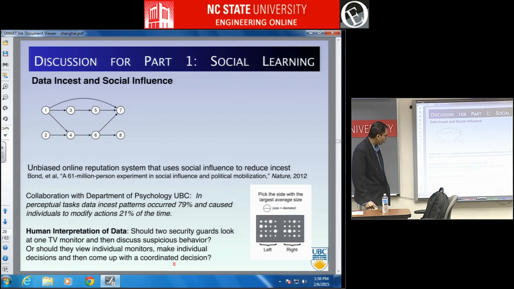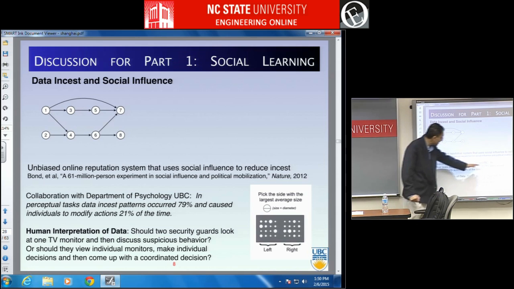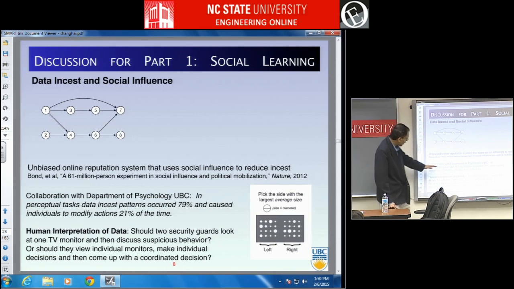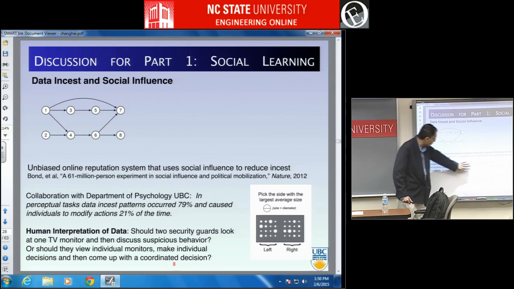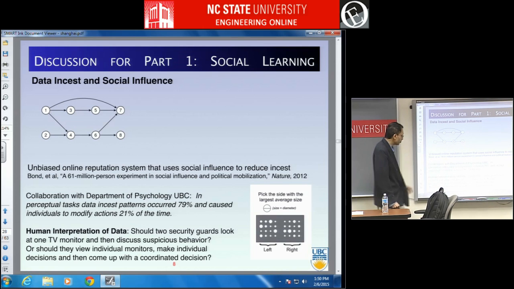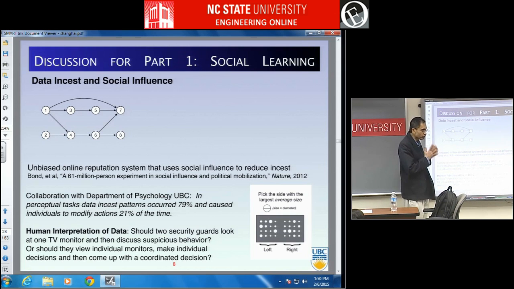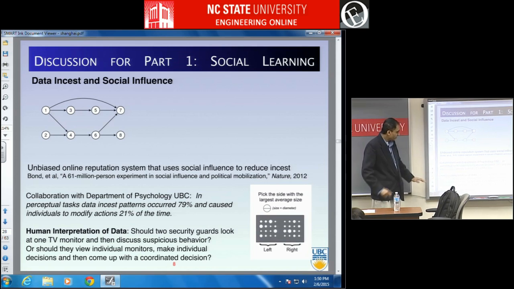And what we noticed from all that was in 79% of the time, data incest patterns happen in the experiment. So humans are actually very prone to data incest. And in 21% of the time, this data incest caused individuals to change their final decision. We have much more details of this in a paper on arXiv in case you're interested. So this actually can be verified that humans do have these sort of data incest and social influence characteristics.